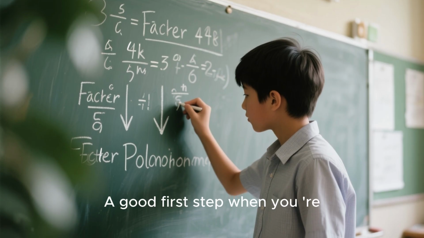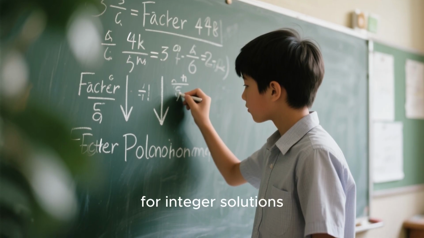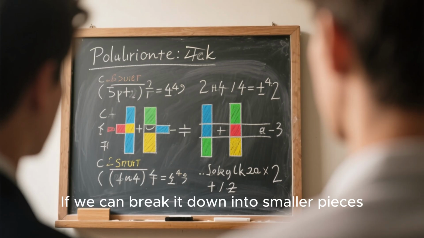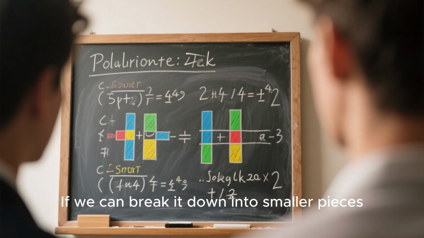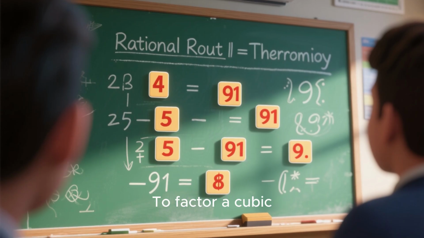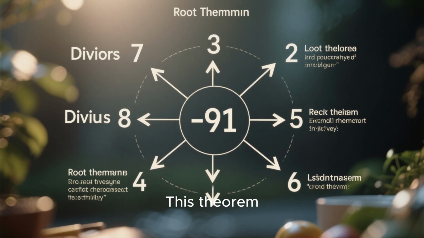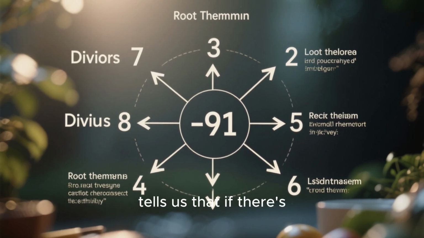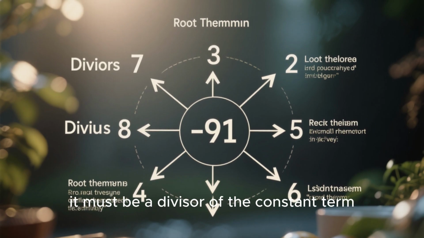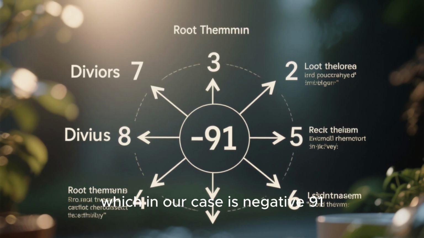A good first step when you're dealing with polynomials and looking for integer solutions is to see if we can factor it. If we can break it down into smaller pieces, it becomes much easier to manage. To factor a cubic, we can use the rational root theorem. This theorem tells us that if there's a rational root, it must be a divisor of the constant term, which in our case is negative 91.